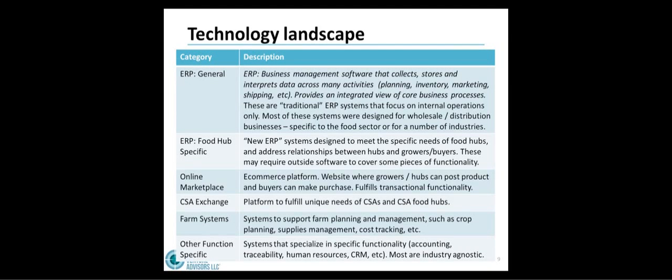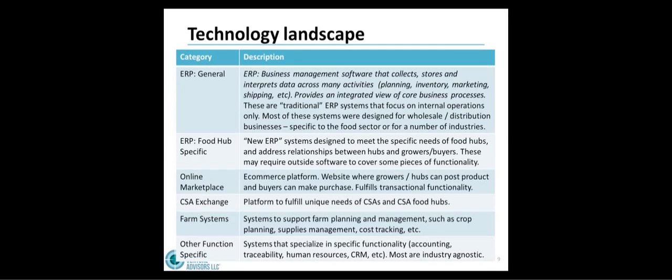The fourth is a CSA exchange. I was struck when reading the NGFN 2013 survey results that so many food hubs are focused on CSA as a portion or all of their sales, and so there are quite a few emerging pieces of software that specifically meet the needs of those types of farms and food hubs.